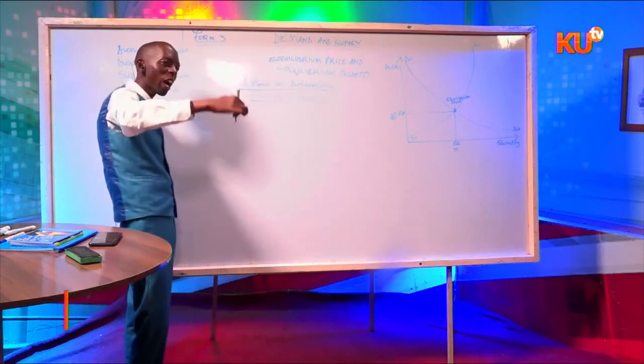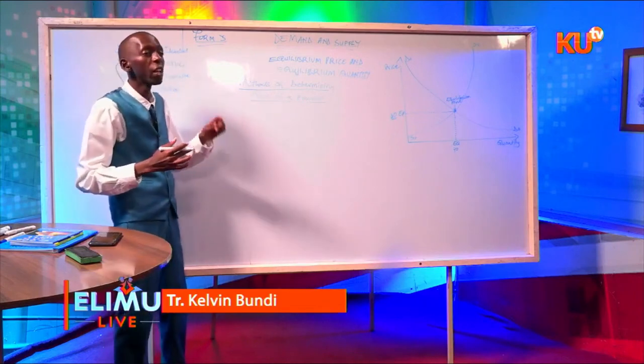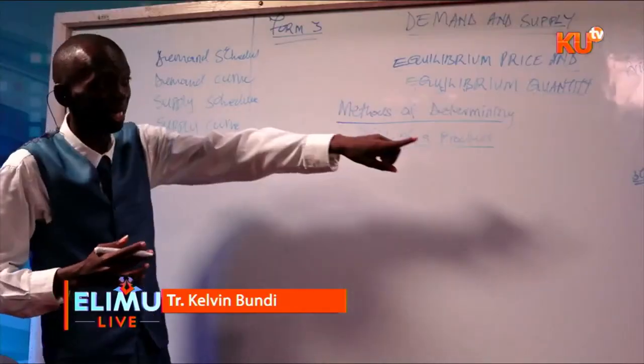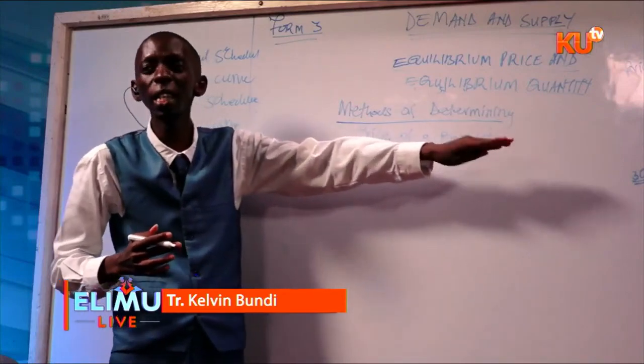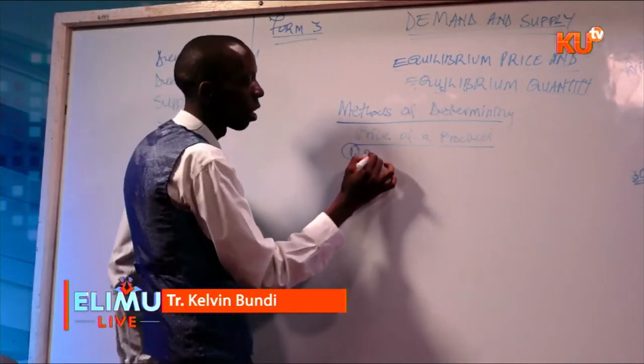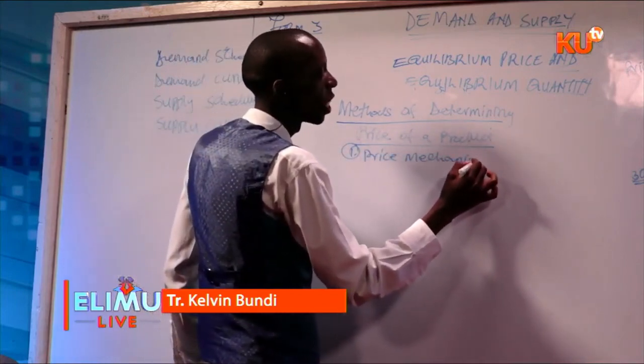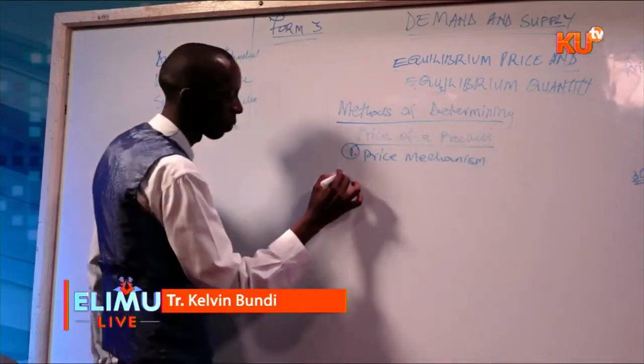The first method is the price mechanism method, the one that we have discussed here. Whatever we were discussing is called the price mechanism method. That is the first method, price mechanism method, also known as forces of demand and supply.